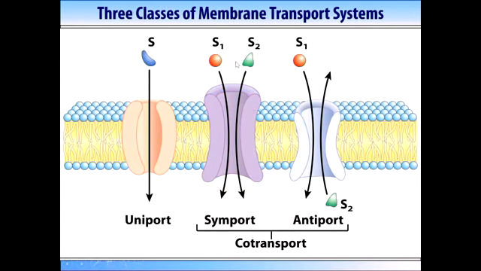Different types of membrane transport systems can be either uniporters, when one solute goes from one side of the membrane to another. So the two different solutes can go together, or they can go in antiparallel directions.